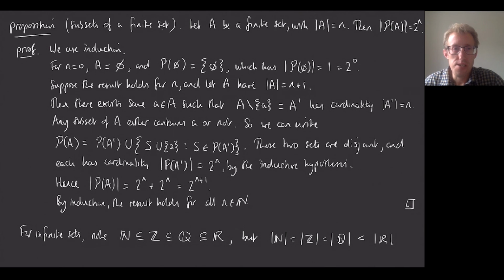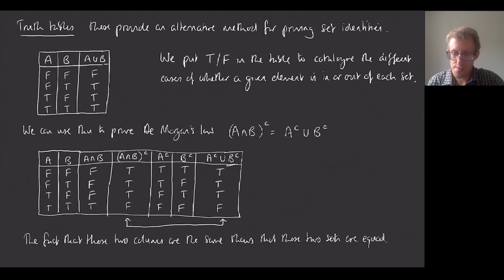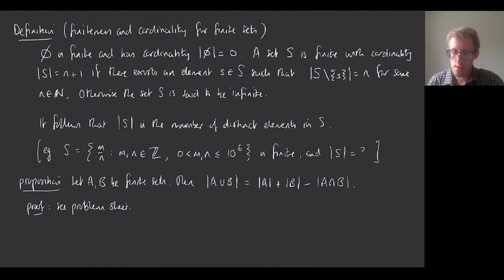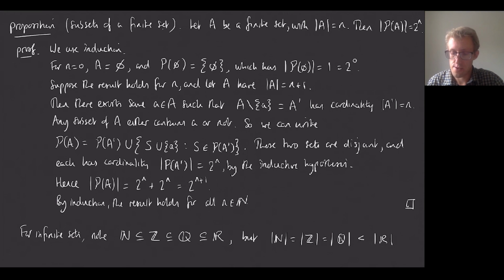Okay, so let me just summarize what we've done there. So we've seen truth tables as a way of proving set identities. We've given a recursive definition of the cardinality for a finite set, and then we've used that to prove the number of subsets of a finite set.